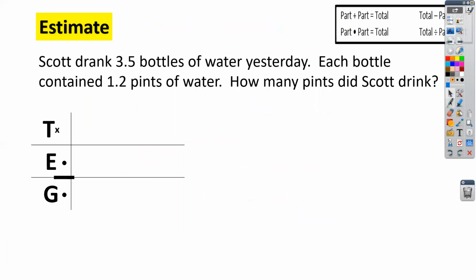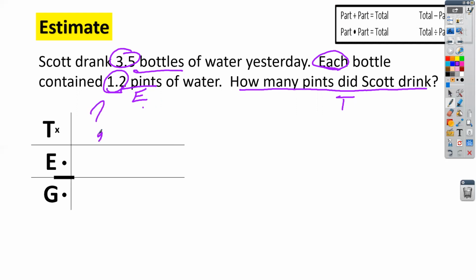First of all, it says, let's estimate this problem. It says Scott drank 3.5 bottles of water yesterday, and each bottle contained, oh, I see that word each, contain 1.2 pints of water, so I know that's my each. How many pints did Scott drink? So it's asking for the total. So therefore, each bottle, so that was my each, so this one has to be my number of groups. So I'm looking for my total. Each is 1.2, and I drank 3.5.